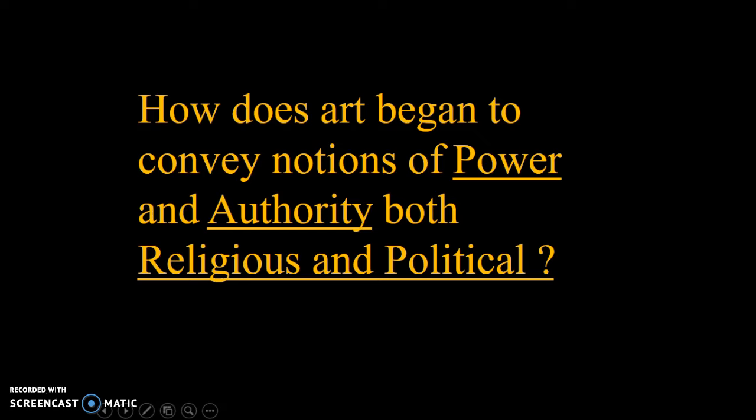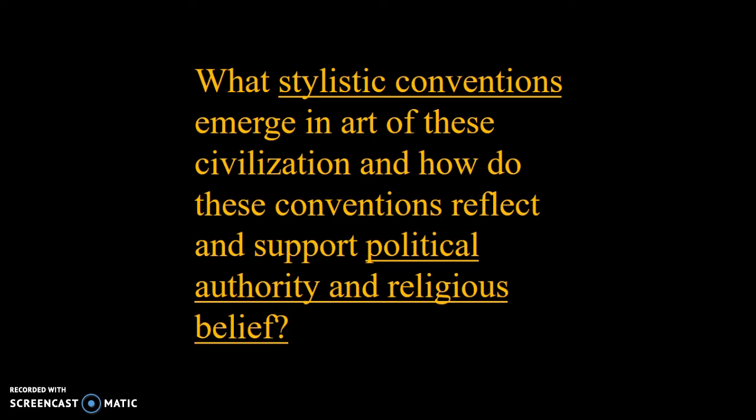So some of the themes that we're going to be exploring in relation to art is how does art begin to convey notions of power and authority, both religious and political? What stylistic conventions emerge in the art of these civilizations, and how do these conventions reflect and support political authority and religious beliefs? So you noticed this concept when we were doing those graphic organizers, this idea of stylistic conventions. And then we'll also see as we move further into the history of art that we'll also see innovations being made as well.